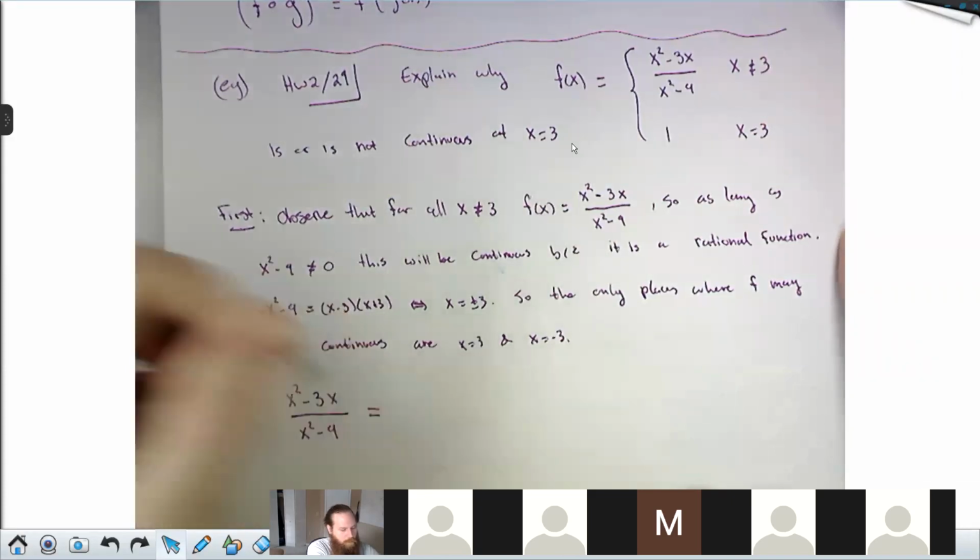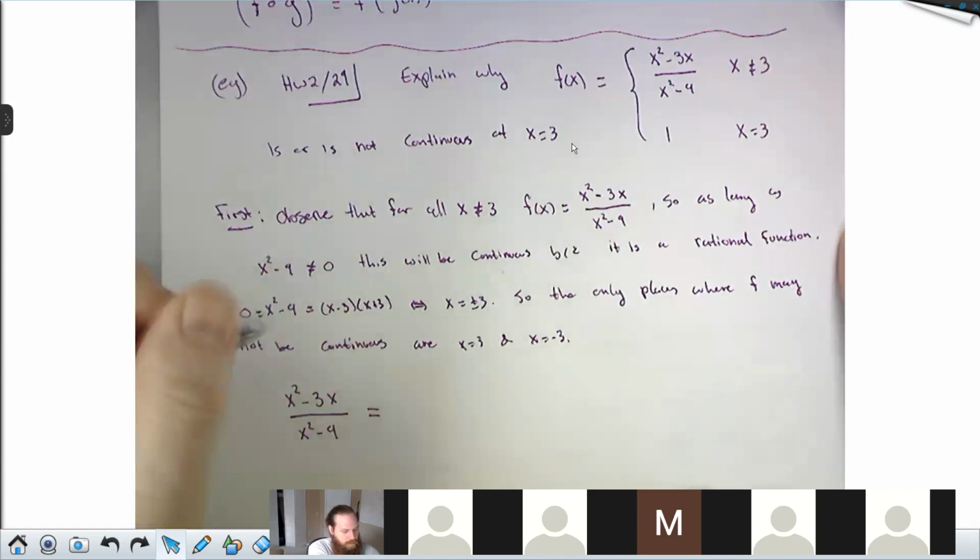The top and bottom can both be factored. The top is x times x minus 3, and the bottom is x minus 3 times x plus 3. All right, these are our factoring skills saving the day, and they will do this again and again and again.